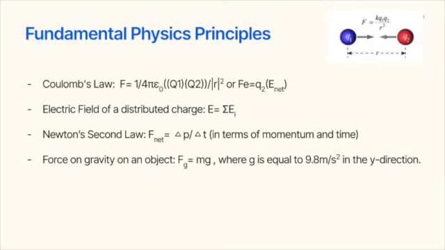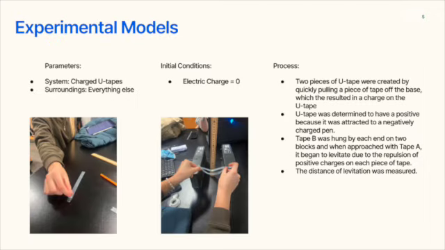To recap the experimental model, our system was the U-tape and the surroundings were everything else within the environment, like the base tape and supports. The initial conditions were that the electric charge on the initial tape was zero. The process involved charging one U-tape with another piece of tape, which was then held next to another charged U-tape sitting upon two blocks. Then we measured the distance of levitation between both charged U-tapes.